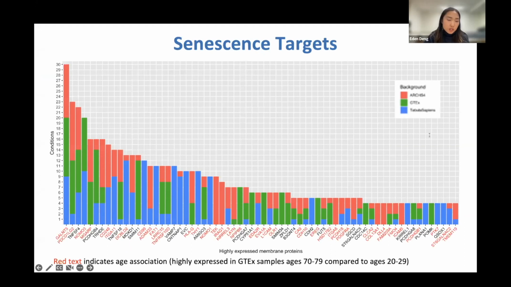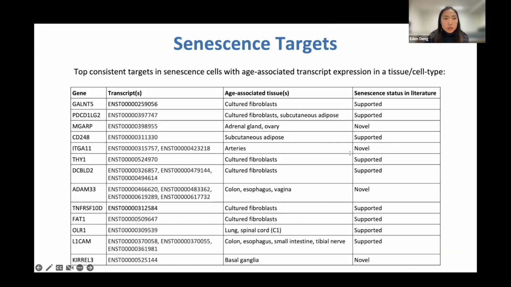So these are the top differentially expressed membrane proteins that we found in RS, and the genes highlighted in red are those that are age-associated. We see that all three normal tissue backgrounds, ArchS4, GTEx, and Tabula Sapiens, are all represented among these analysis conditions that identified the top targets. These are the targets that appeared in the most conditions, along with their differentially expressed transcripts and the tissue in which the transcript showed a significant association with age.